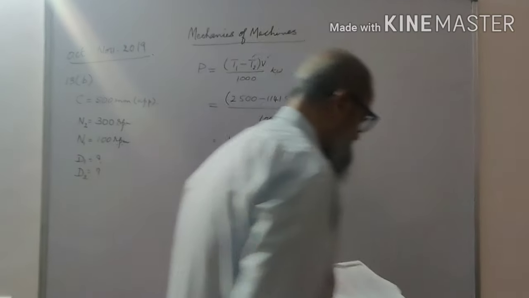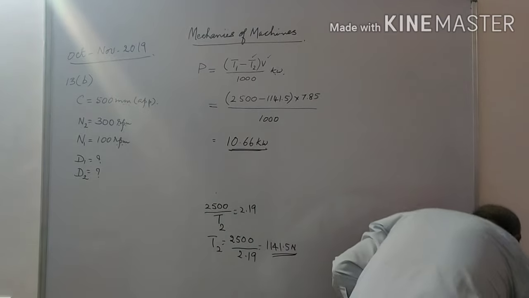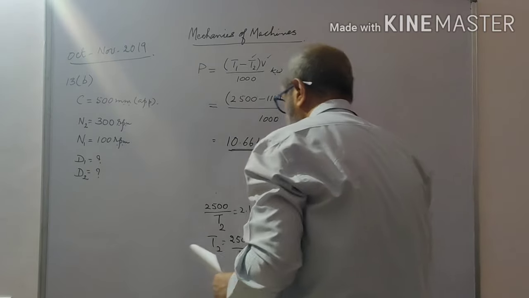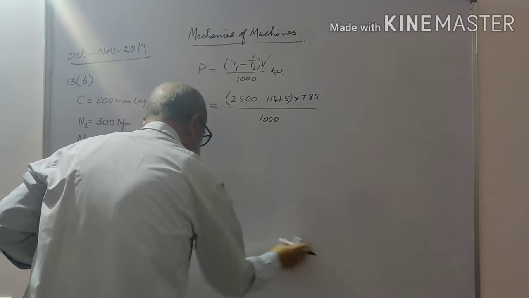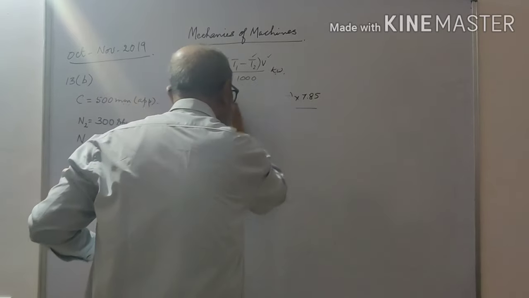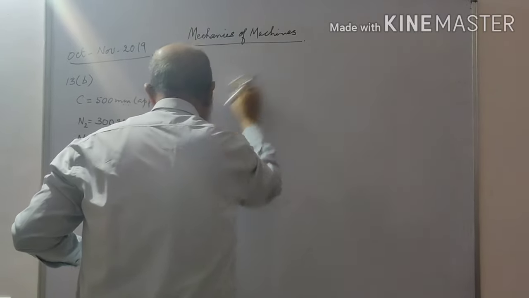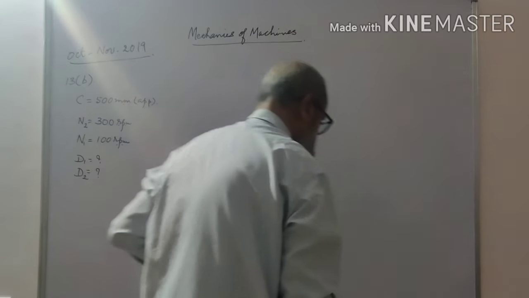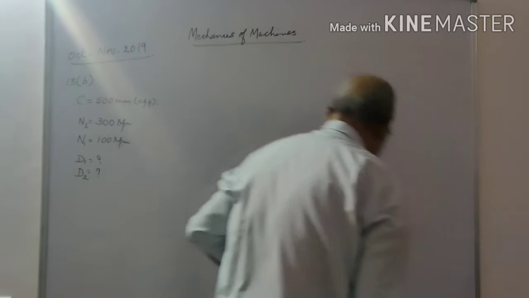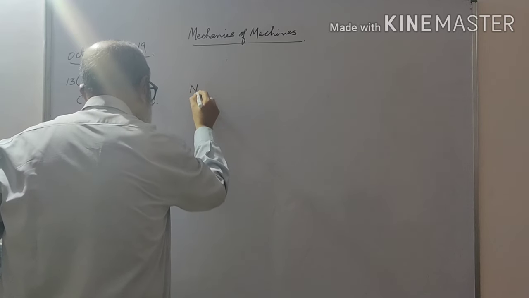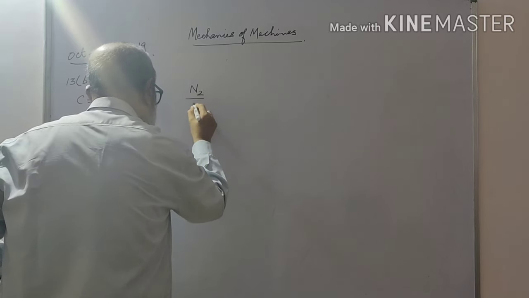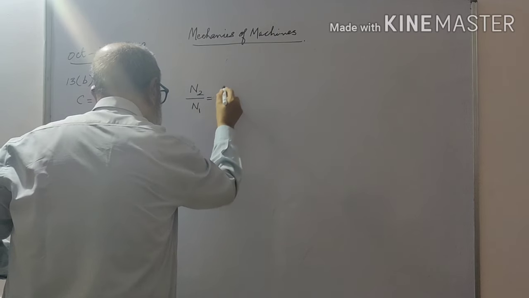Here, we know that N1 by N2 or N2 by N1 is equal to D1 by D2.